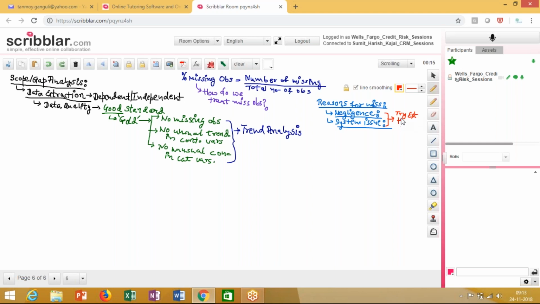Extracting them from the source files. Try extracting them from source files.